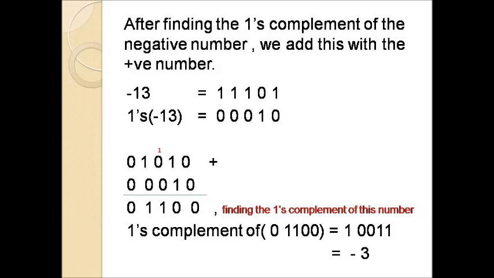And here we can say that this is the intermediate result. So what we have to do? We have to find the ones complement of this intermediate result. And here we are finding the ones complement of the intermediate result. The decimal equivalent of the ones complement of the intermediate result is equal to minus 3, which is our desired result. Okay, I hope you understand this.